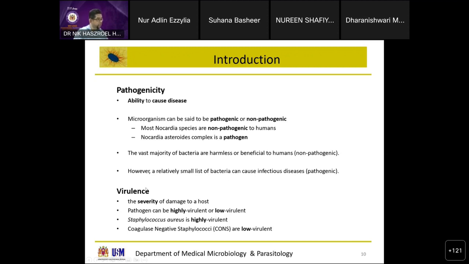And when we talk about virulence, we talk about its severity. So an organism, we say, is low virulent or high virulent. For example, Staphylococcus aureus is a highly virulent organism. When we get Staphylococcus aureus from a patient sample, we immediately have to treat. There's no question about it. We have to treat because it's a highly virulent organism. It causes a lot of damage to the host.